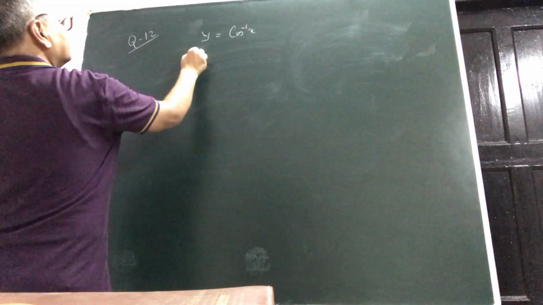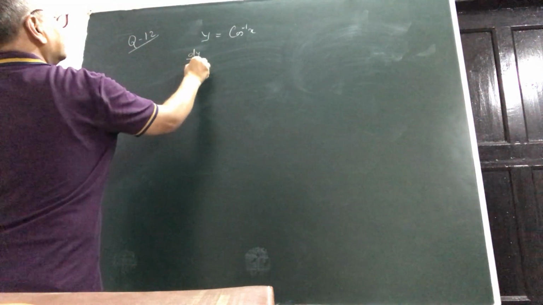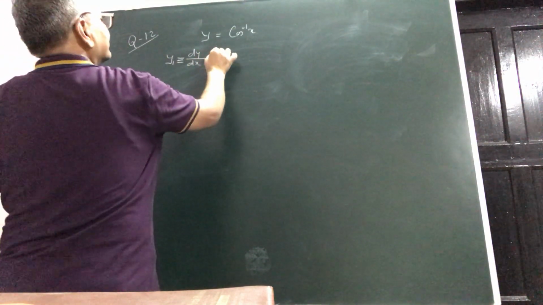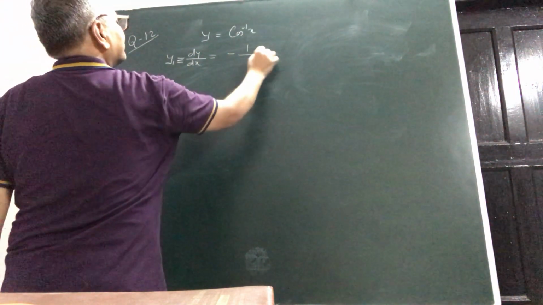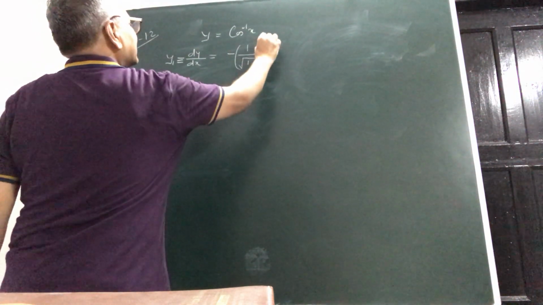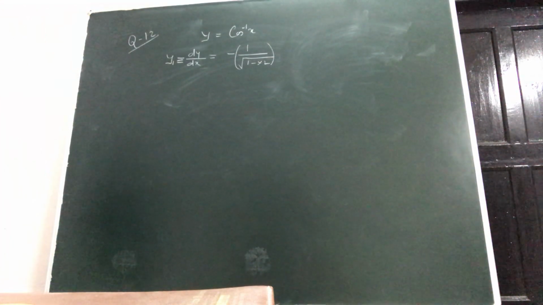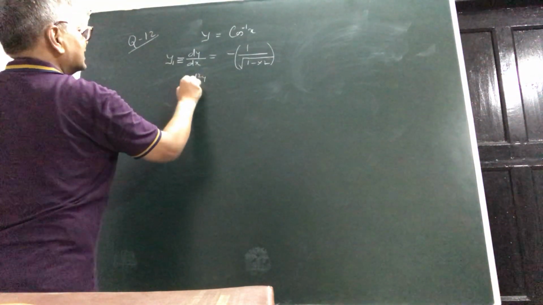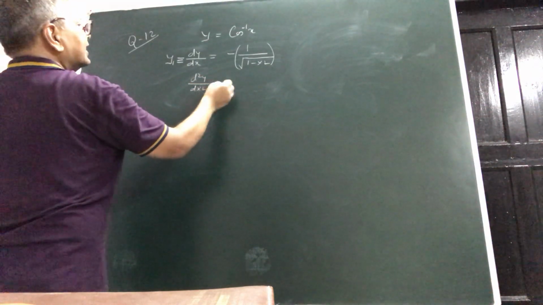You will find dy by dx, which you can equivalently write as y1. So what would it be? The derivative of cos inverse x is minus 1 upon under root 1 minus x square. Okay, so this is y1. Let us find d2y upon dx square. Let us differentiate it once again. So let us see what we will get.